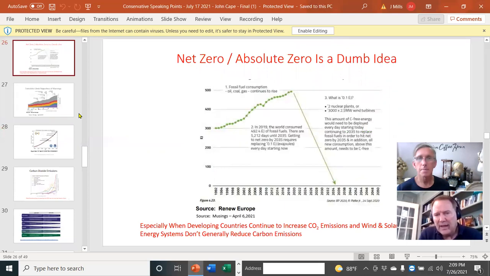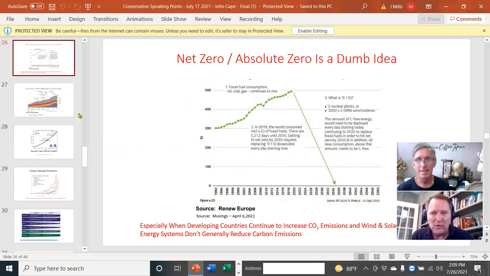Now, this next slide is a picture of what net zero looks like. We hear that net zero is supposed to happen by 2050 for the United States. England's got something called absolute zero emissions. And they're pushing these political narratives, trying to greatly reduce fossil fuel usage, trying to greatly increase wind and solar, and trying to drive carbon emissions to zero.